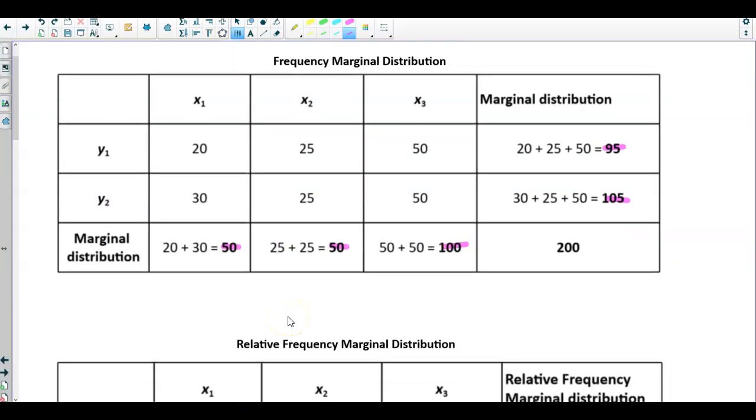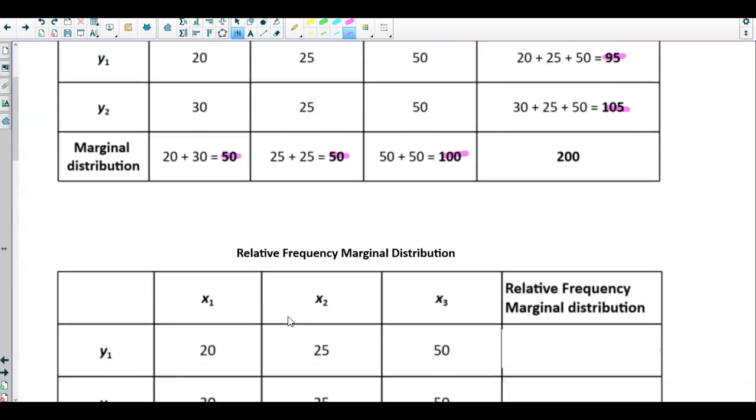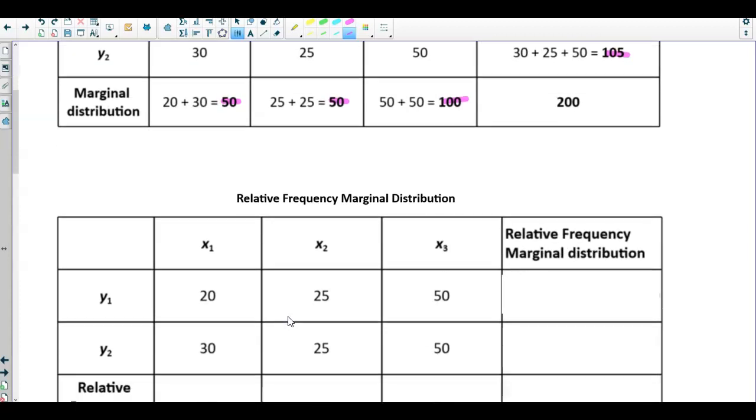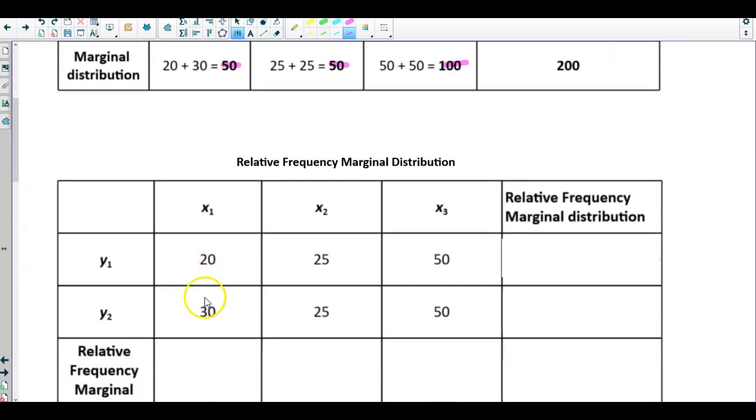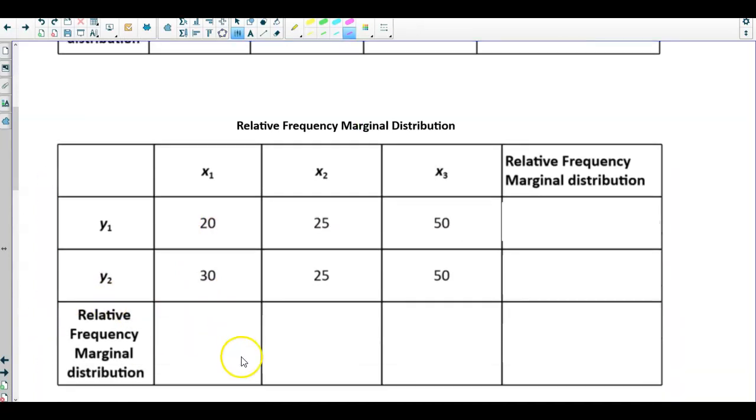So now we're going to create a relative frequency marginal distribution. We're going to take the values that we found here, this 20 and this 30, and add them together. Then we divide by the table total, which is 200. We know that 20 plus 30 is 50, so it gives us 0.2500.